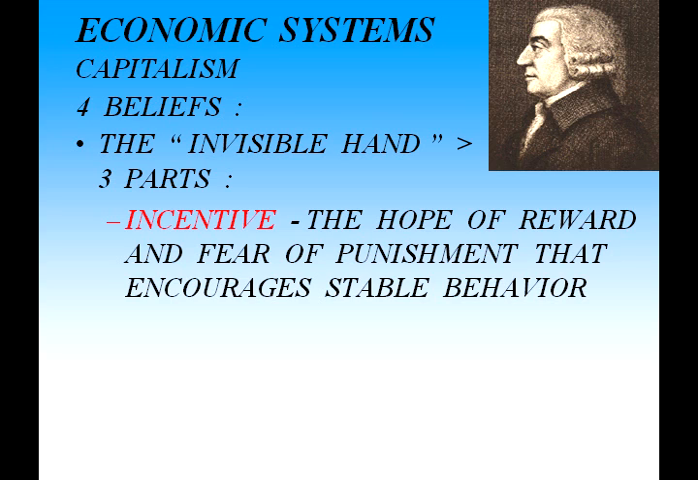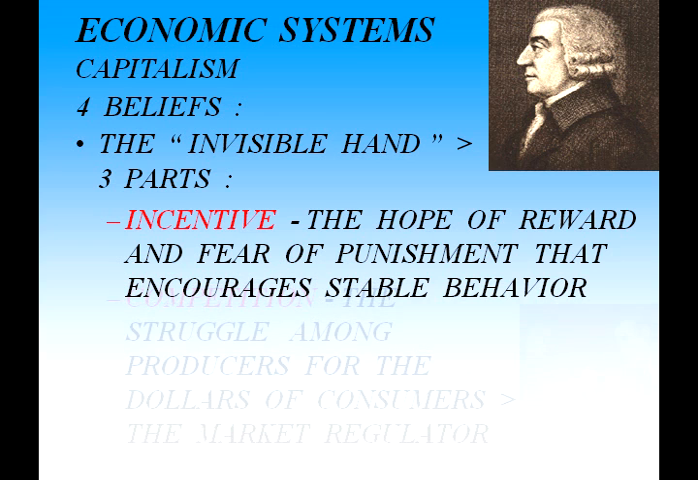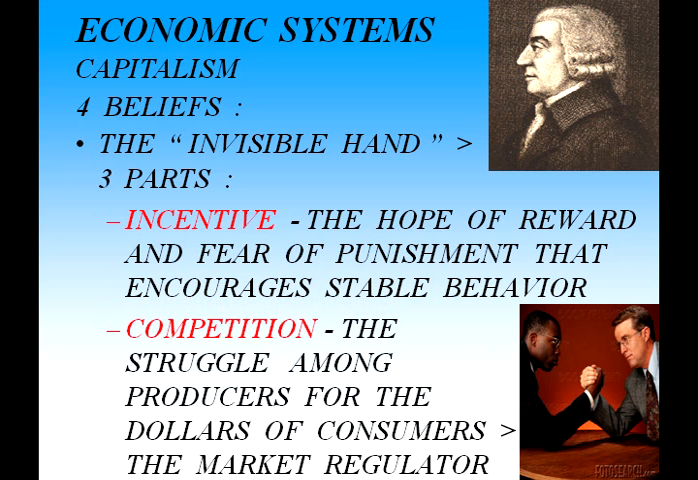The third part of the invisible hand, or condition that needed to exist according to Adam Smith, was that competition must also exist, free competition. And competition has been defined as the struggle among producers of goods and services for the dollars of consumers. And many times you'll hear the concept of competition referred to as the regulator, the natural regulator, that is, of a market.